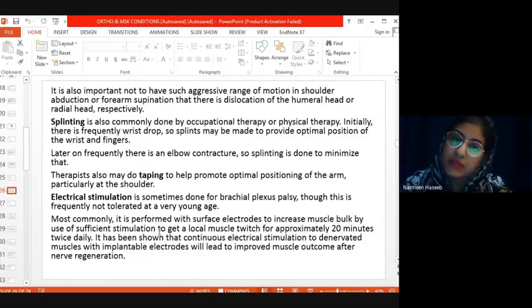Initially, you will provide the patient with splinting for the wrist and the fingers in order to avoid wrist drop. Later on, you are going to provide splinting for the purpose of preventing the elbow contractures. Then therapists may also be capable of doing the taping. Electrical stimulation is sometimes done for the brachial plexus palsy, but not very frequently because this is not tolerated at a very young age.